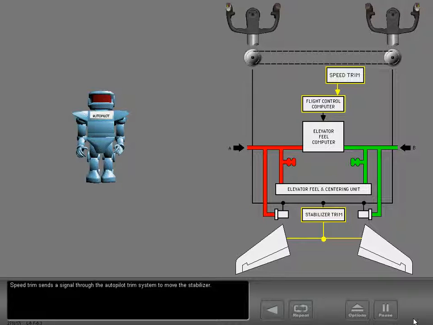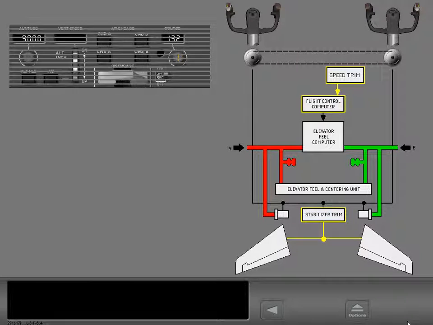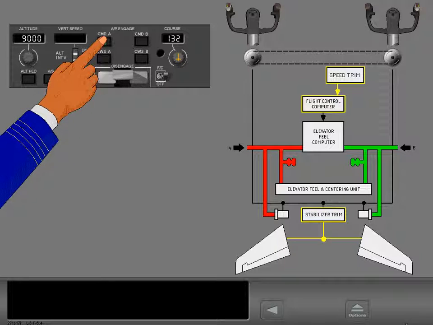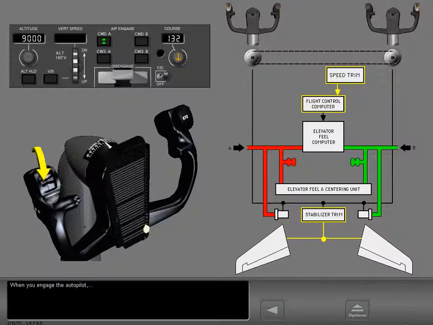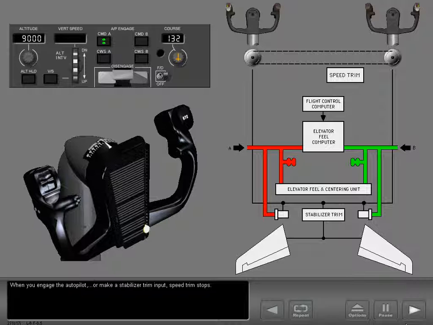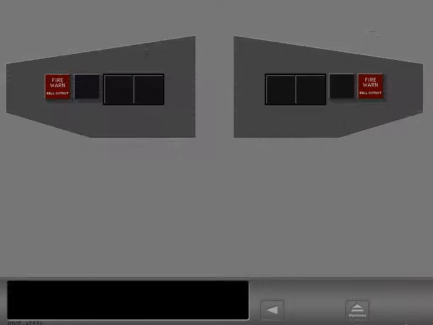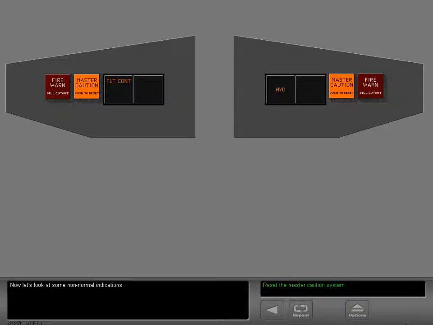Speed trim sends a signal through the autopilot trim system to move the stabilizer. When you engage the autopilot or make a stabilizer trim input, speed trim stops. Now let's look at some non-normal indications.